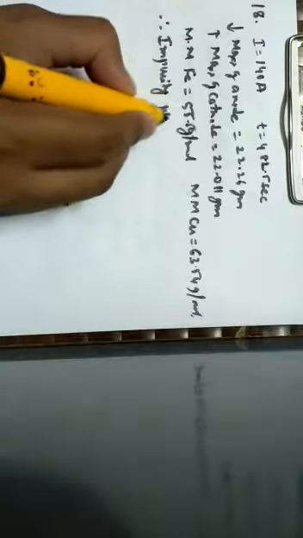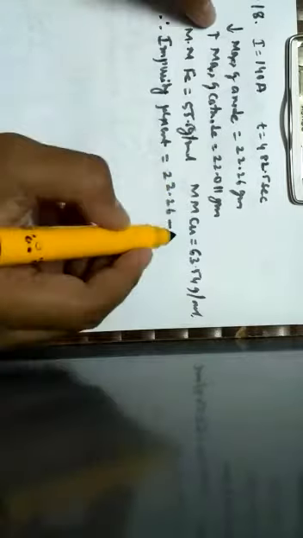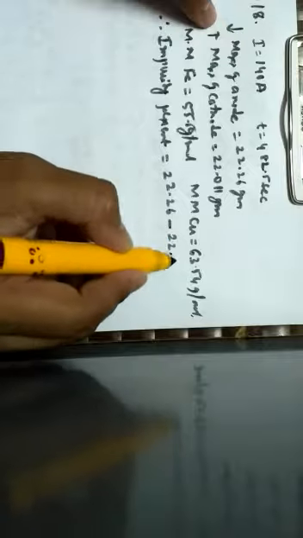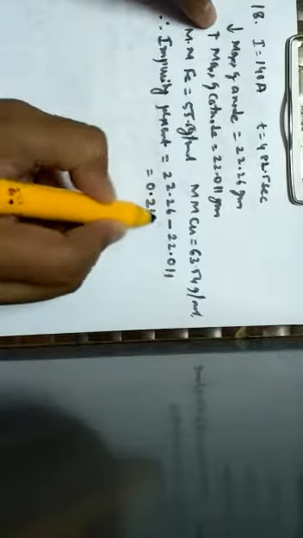Therefore, from this I can calculate the impurity present. So the impurity present is equal to how much? Decrease in the mass of anode by 22.26 minus increase in the mass of cathode by 22.011. So it comes out to be 0.249 grams, which is nothing but the impurity present.